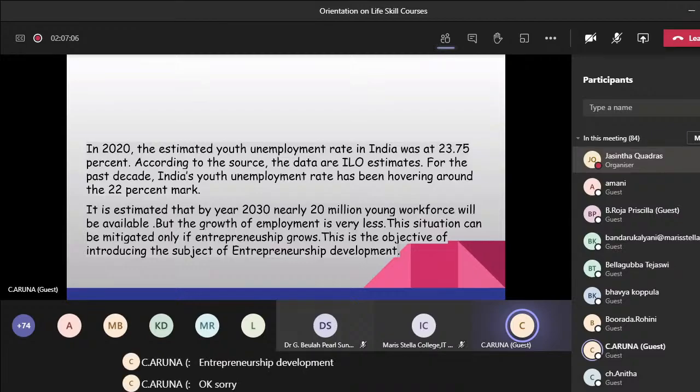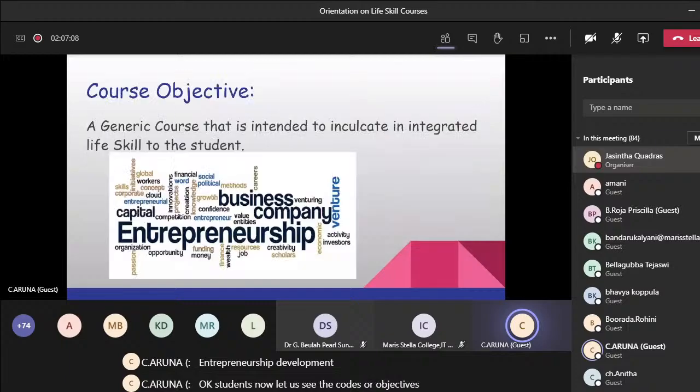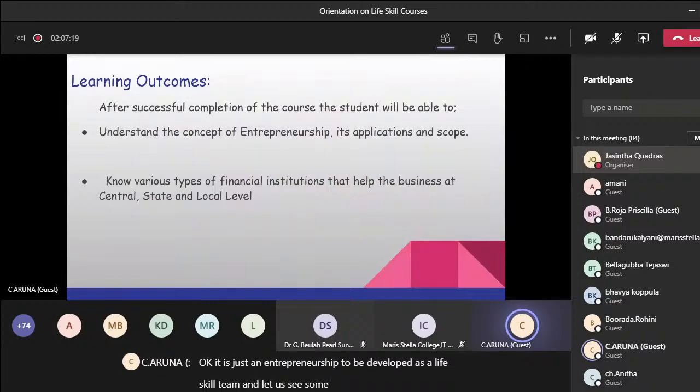Okay, students. Now let us see the course objectives. It is intended to inculcate integrated life skills in the student. Okay, it is just entrepreneurship to be developed as a life skill for you. And let us see some brief learning outcomes of this course. After successful completion of the course, you should be able to understand the concept of entrepreneurship, its applications and scope. You should know what entrepreneurship is and what its importance is, and know various financial institutions that help the business at central, state, and local level.